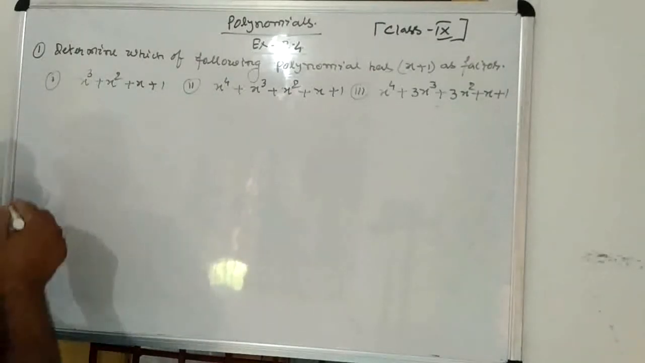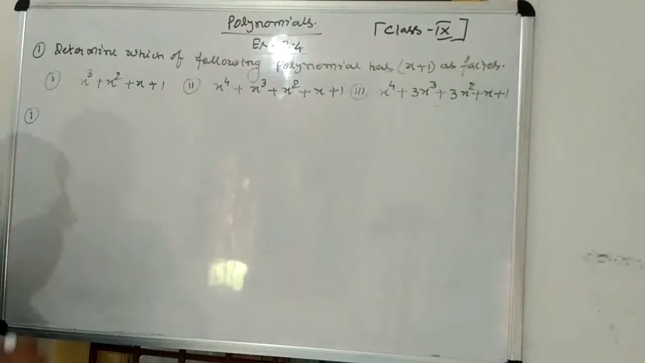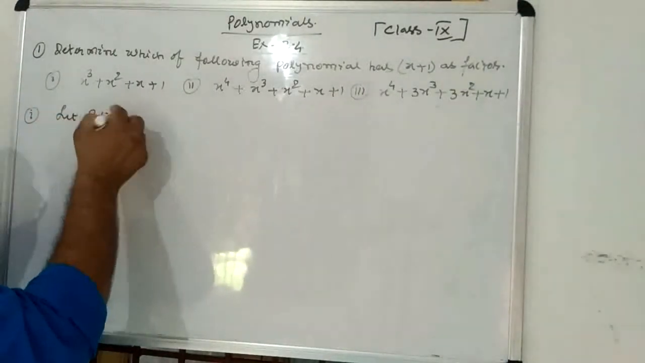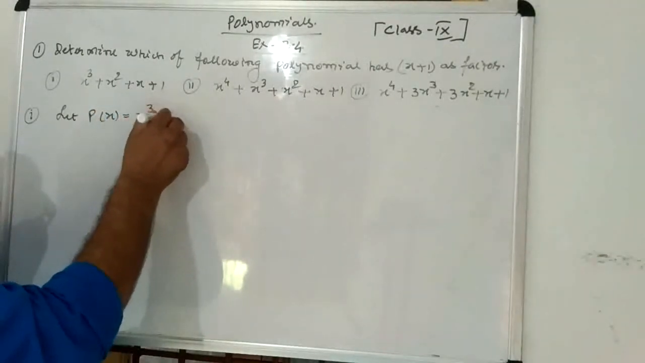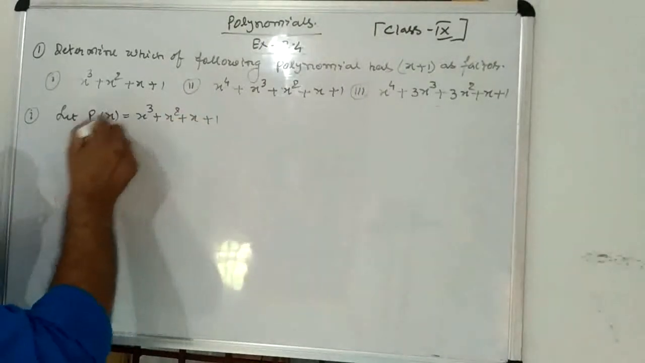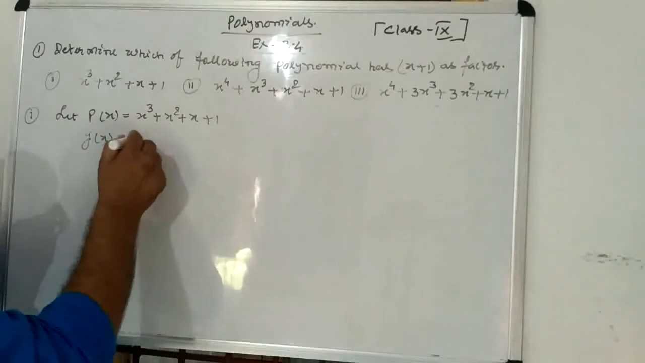So again you apply. Let's see the solution of the first question. Let p(x) equals x cube plus x square plus x plus 1, and you take the second polynomial as g(x) equals x plus 1.